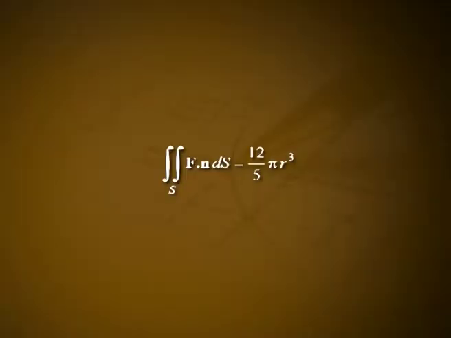Example 7. Show that double integral over S of F dot n dS is equal to 12/5 pi r cube, where S is a sphere with center origin and radius r, and F is equal to x cube i plus y cube j plus z cube k. Solution. By Gauss divergence theorem, we have double integral over S of F dot n dS is equal to triple integral over V of del dot F dV, where V is the volume enclosed by the surface S.